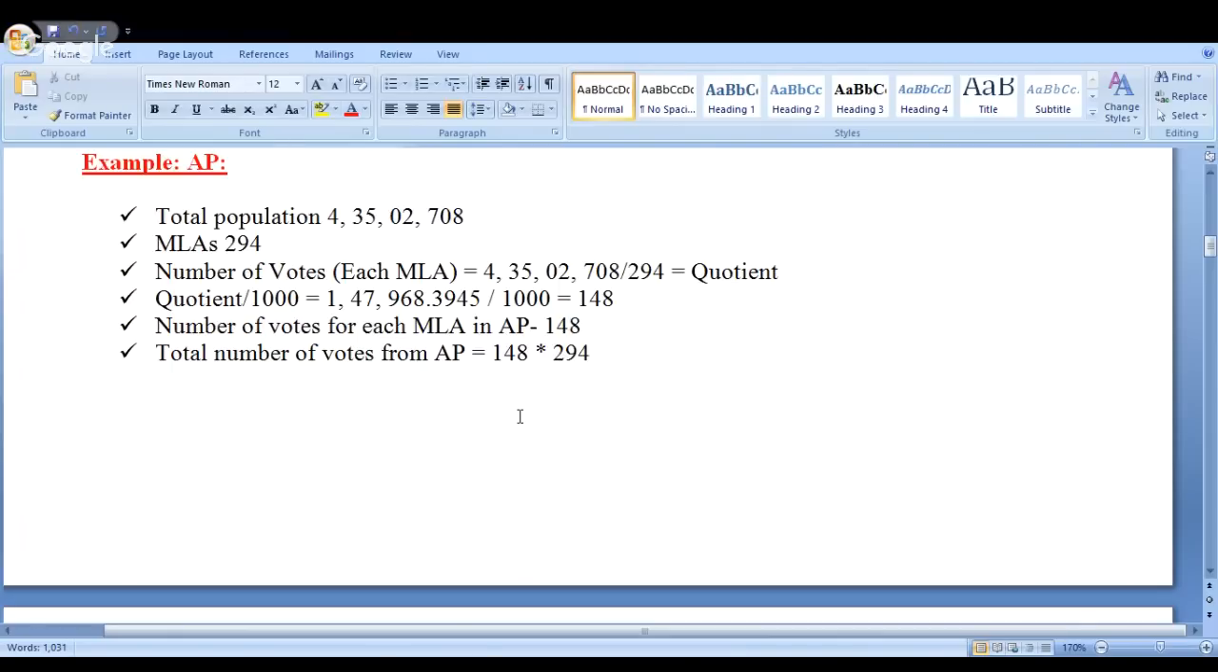Then what will be the total value of all the MLAs in Andhra Pradesh? Obviously, that is 148 into 294, right? So 294 multiplied by 148. What is this? 294 is the total number of MLAs in Andhra Pradesh, and 148 is the total vote value of one MLA. In order to get the total value of all the MLAs, we need to multiply like this and we'll be getting the number. Like this we have calculated for Andhra Pradesh. So, like this, you will be calculating the vote value for every MLA in every state.